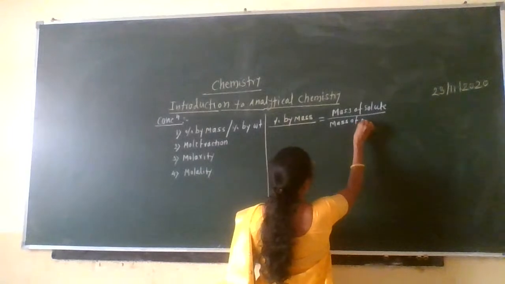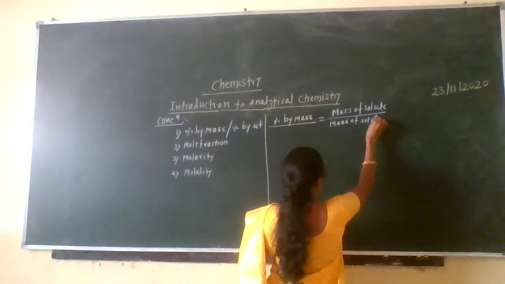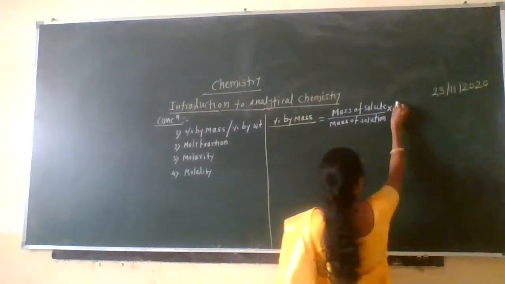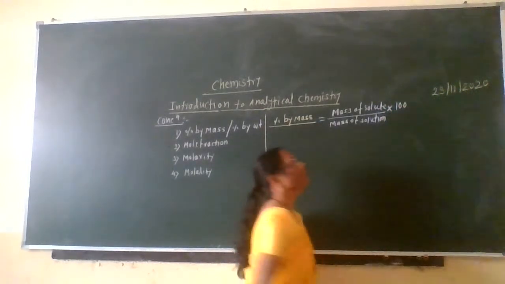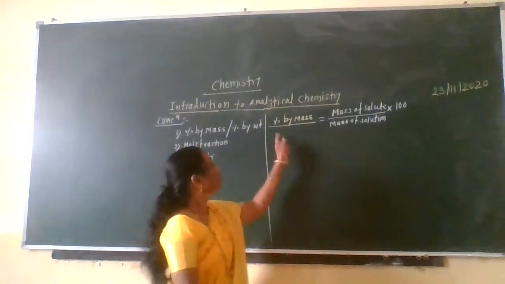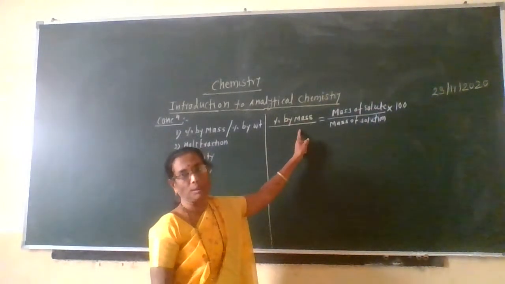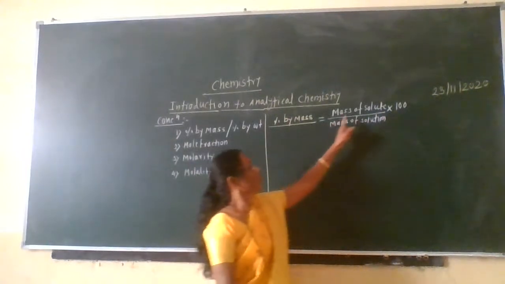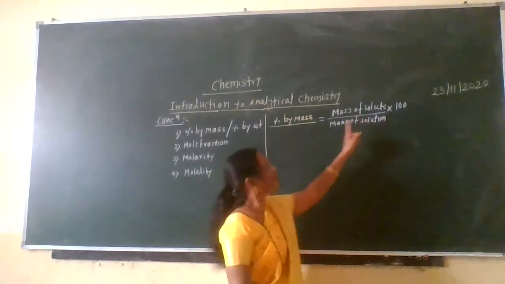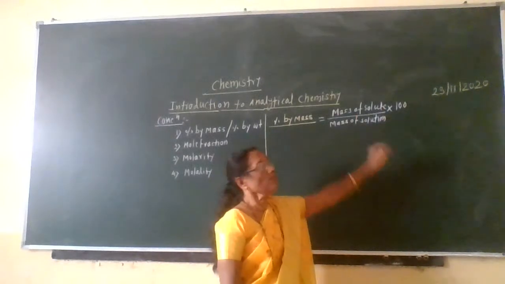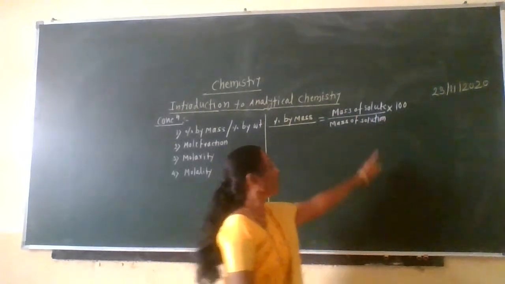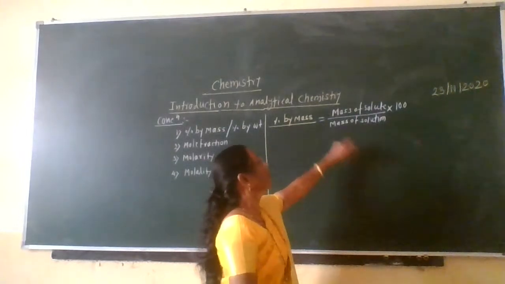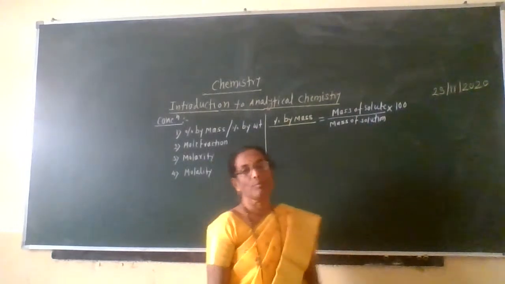and multiplied by 100. This is the formula to calculate the percentage by mass or percentage by weight. What is it? Mass of solute divided by mass of solution multiplied by 100. For better understanding, we can consider one example.